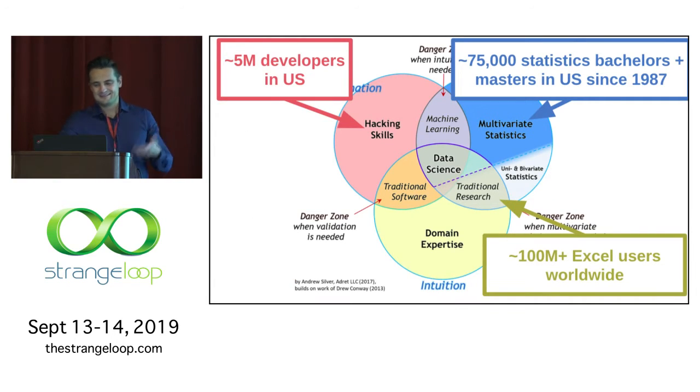But then there's this interesting dynamic here where we have 5 million developers. We have 75,000 folks with stats degrees. And I think around the world, roughly 100 million Excel users do empirical inference using Excel.